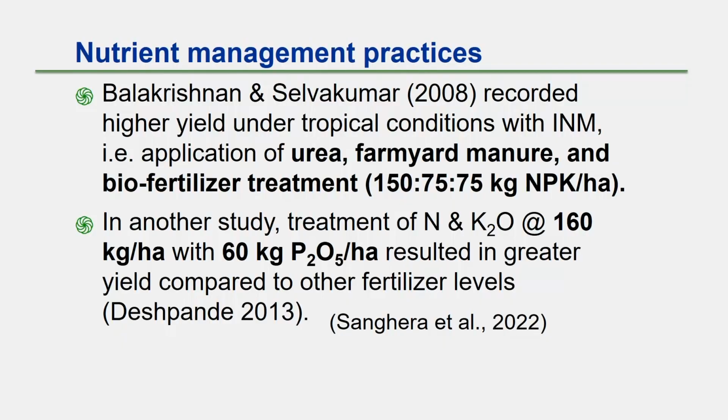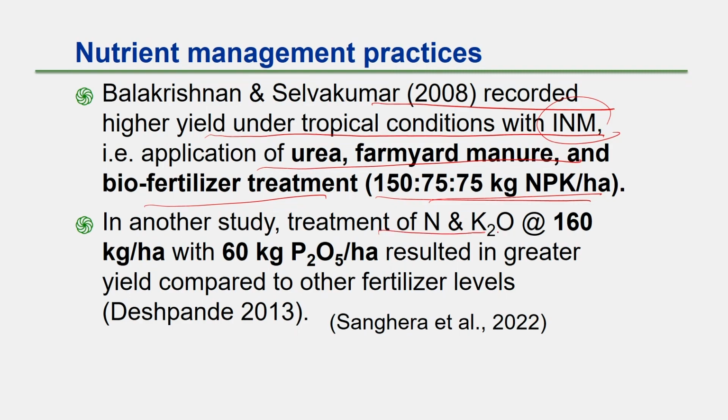So, Balakrishnan and Selva Kumar 2008 recorded higher yield of beet under tropical conditions with INM, integrated nutrient management, that is application of urea, farmyard manure and biofertilizer treatment, and they used 150 kg nitrogen, 75 kg phosphorus and 75 kg potash. In yet another study, treatment of nitrogen and K2O, potash at the rate of 160 kg per hectare with 60 kg P2O5 resulted in greater yield compared to other fertilizer levels.